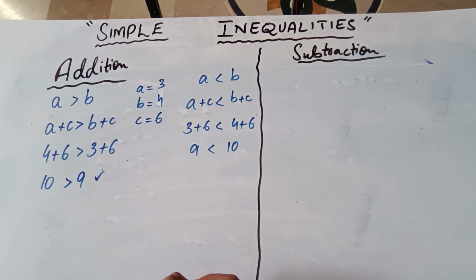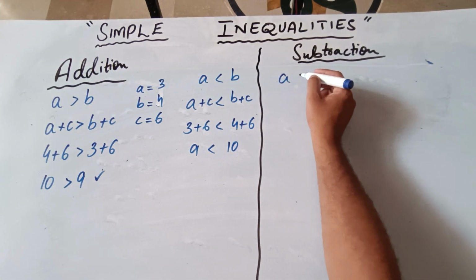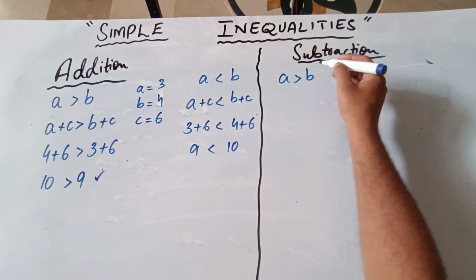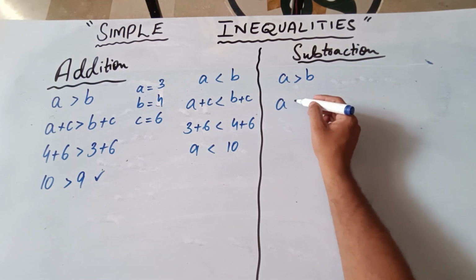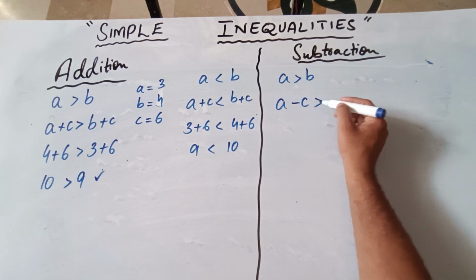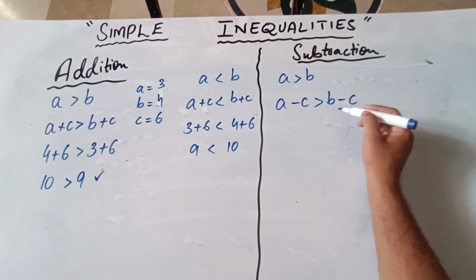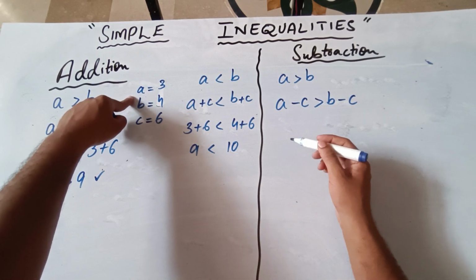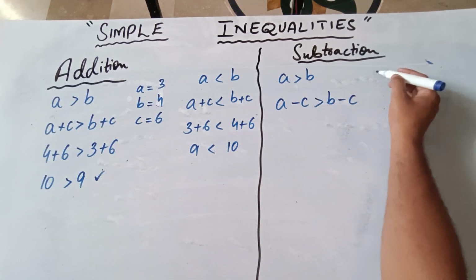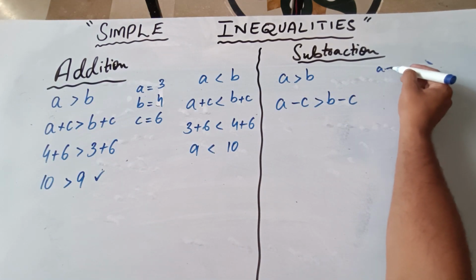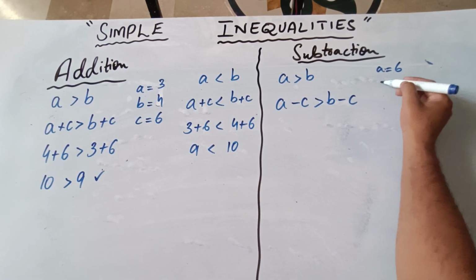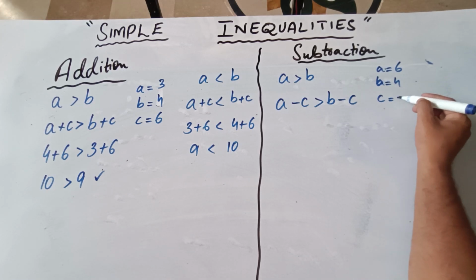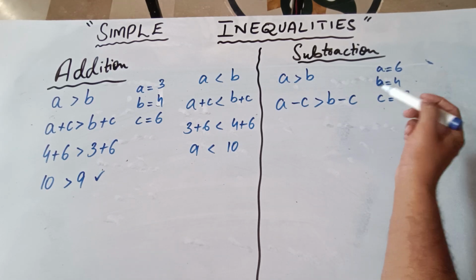In the same way, if A is greater than B and we subtract a constant number from both sides, the inequality sign will remain the same. Now let's take the value of A which is bigger. I'm taking A is equal to 6, B is equal to 4, and C is equal to -3. Let's check it again.